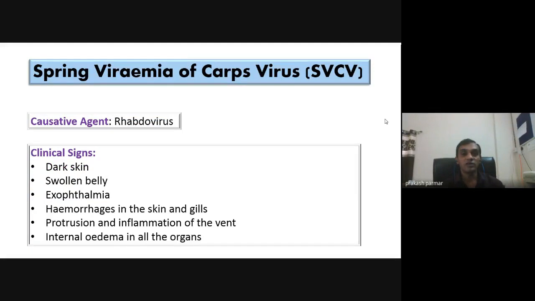Another important disease caused by a rhabdovirus is spring viraemia of carp. Here the skin color darkens, the belly bulges, and there is protrusion of the eyeball, that is exophthalmia. Skin and gill hemorrhage will be there, so you can see red spots because of the escape of blood. The veins become protruded and inflamed. Whenever we dissect the fish, we see the organs with fluids because of the edema.